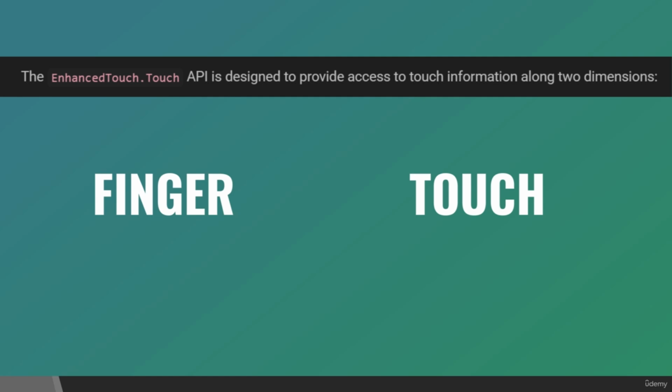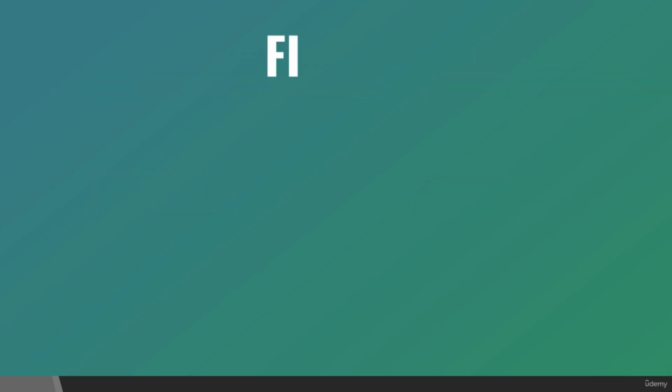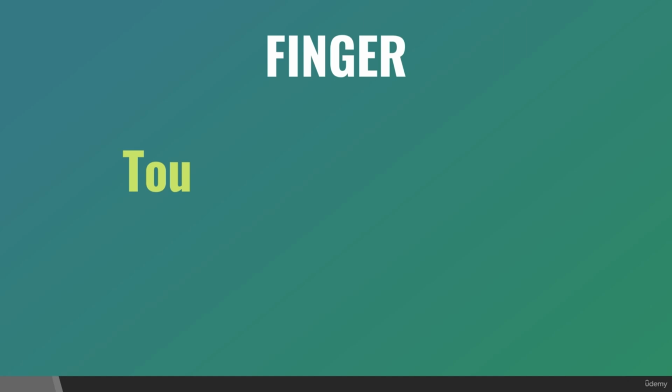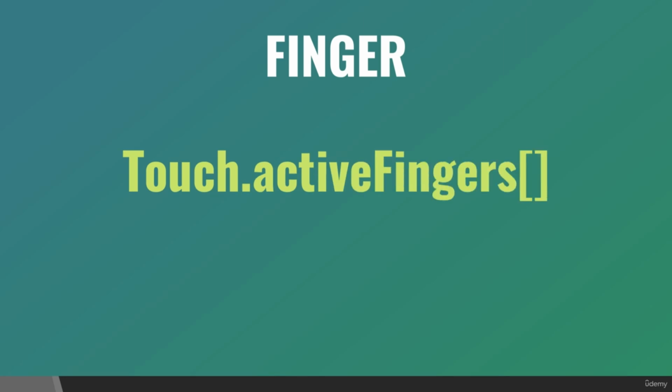So how do we define finger and touch? Each finger is defined as the end contact on a touchscreen. For example, we touch the touchscreen with one finger, doesn't matter which one, that is the first contact, and some information is stored in finger 0. If we touch the screen with two fingers, information is stored for both fingers, finger 0 and finger 1 variables. The fingers that are touching the screen are stored in the active fingers array.